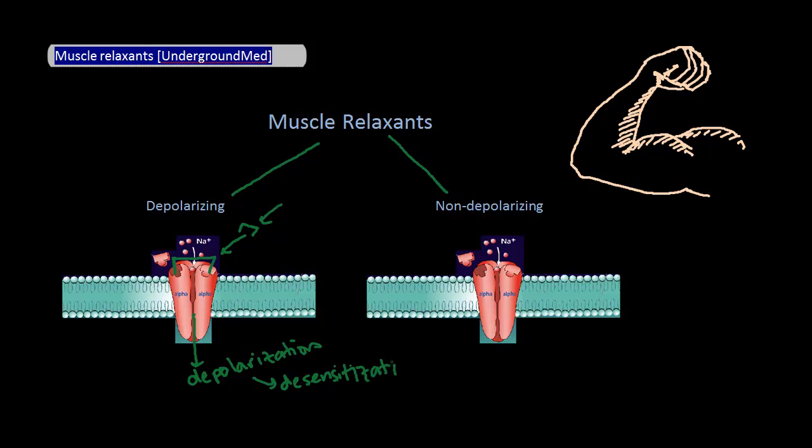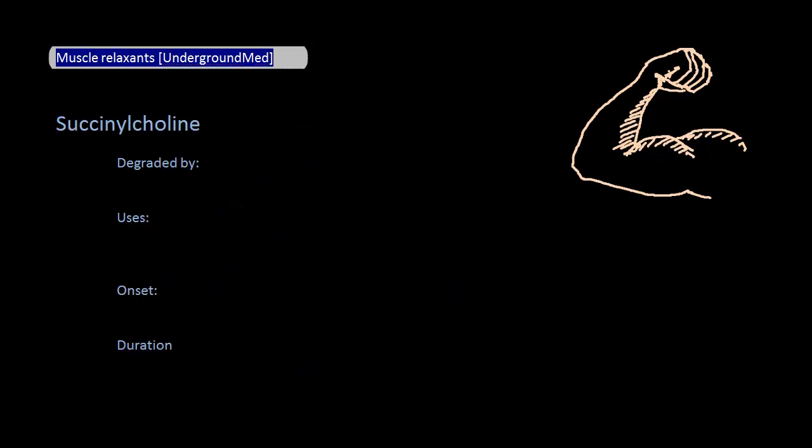The non-depolarizers, on the other hand, are competitive antagonists to the ACH receptor and prevent depolarization of the axon. These relaxants need to bind to only one instead of two alpha subunits on the end plate to prevent opening. Now let's talk about some examples of each. The depolarizers are pretty easy because there's only one that we use, which is succinylcholine. So succinylcholine is not broken down by acetylcholinesterase, but by pseudocholinesterase.